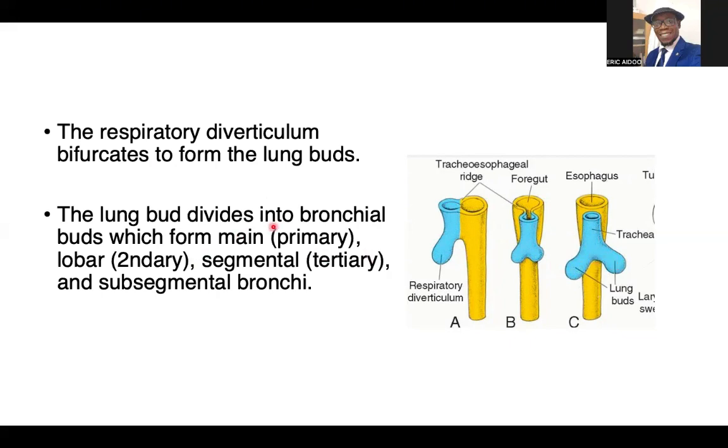The lung bud divides into bronchial buds, which form the main or primary bronchus, and then you have the secondary or lobar bronchus, and then you have the tertiary or segmental bronchi.